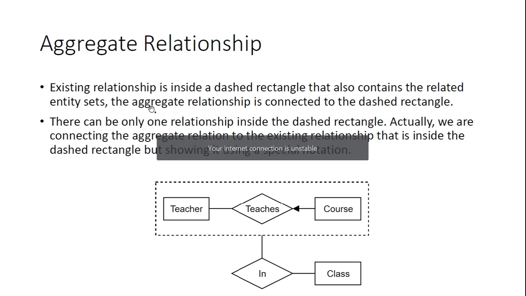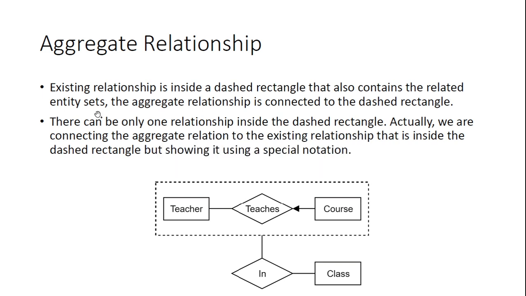So an existing relationship is inside a dashed rectangle that also contains the related entity sets. Whether you include the attributes as well or not, that's up to you. To make it look good, it could be like any of them. But make sure that in the dashed rectangle, I should have just one relationship and the entity sets that are connected to that relationship. So there can be only one relationship inside the dashed rectangle.